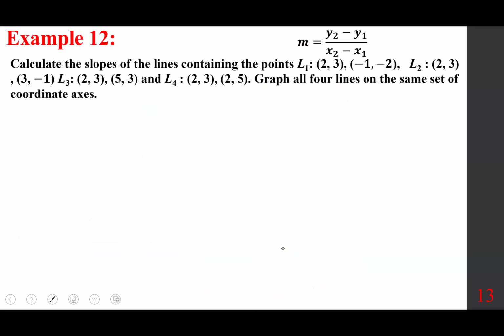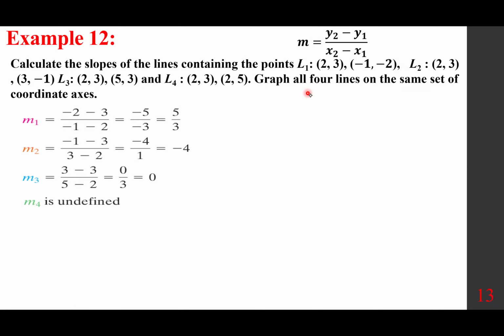All right, for the following lines, L sub 1 having those points, L sub 2, L sub 3, L sub 4, graph all four lines on the same set of coordinate axes. I just want to show you something in regards to this question, which is really important. You can calculate those slopes easily. Use this formula and you calculate them and you're done. It's a very simple case. I don't believe anybody has any problem with that. Now, the point I want to make here would be the following graphs.